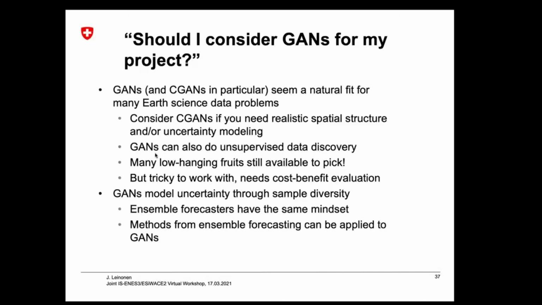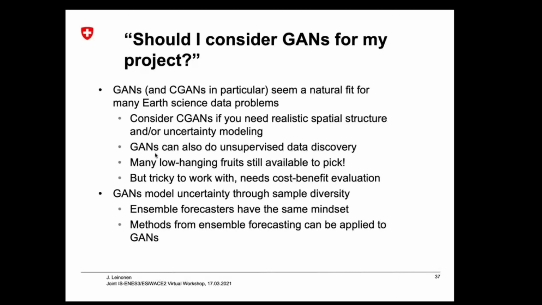There is another kind of GAN also that we can use to do unsupervised data discovery, like we saw in this example with the snowflakes. And in general, I think there are quite a few low-hanging fruits that are still available to pick. So if you're thinking about a topic, for example, for a PhD student or a postdoc, I think there are quite a few things where you could get pretty nice results with a little bit of effort.